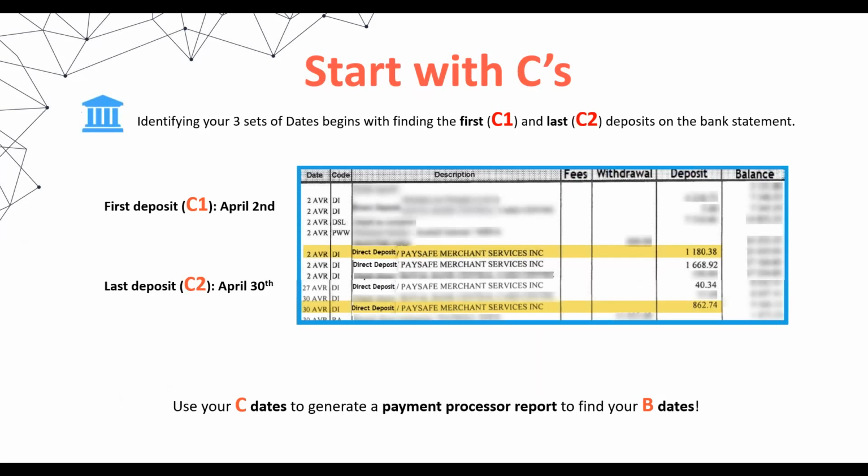So step 1 is starting with our C dates and working our way back. All that needs to be done to identify these C1 and C2 dates is to look for the first and last deposit made from your payment processor in your monthly statement. For this example, our C1 is April 2nd, and the last deposit made, or our C2, is April 30th. These are now our parameters for this month's payments, and now we can work backwards using these dates.